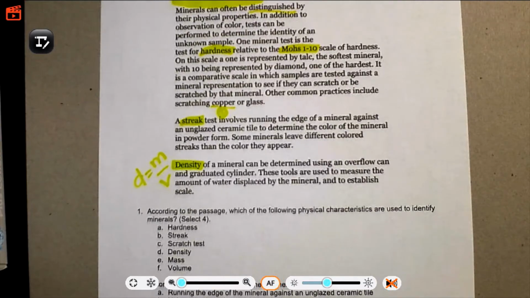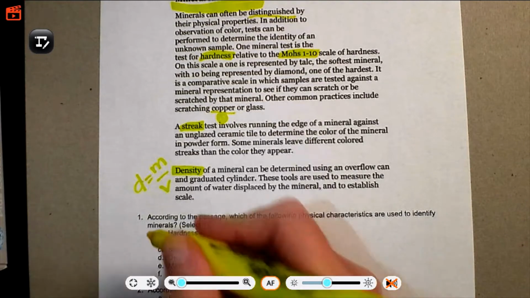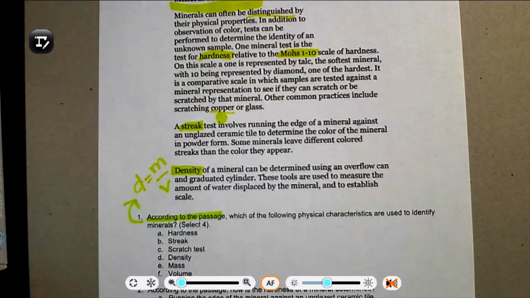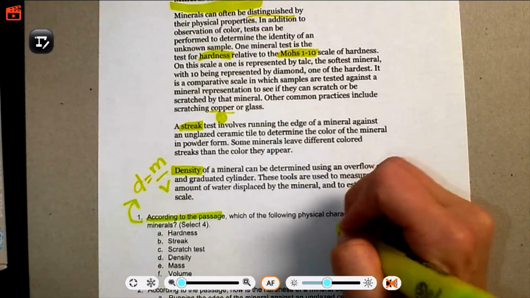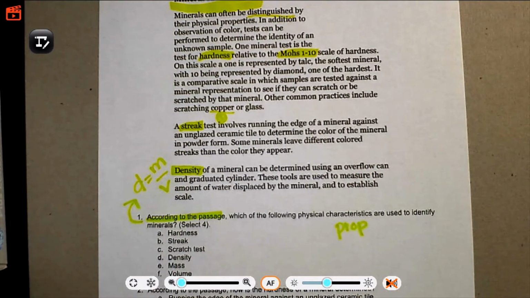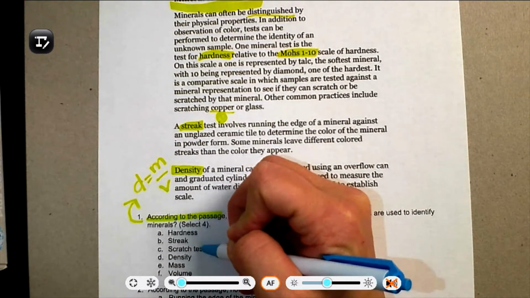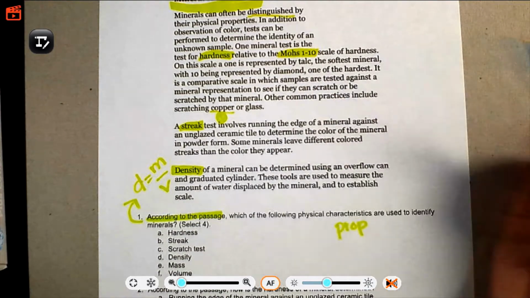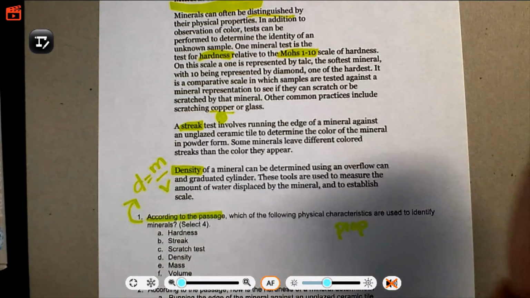So our first question for this passage is, according to the passage, remember that's according to up here, which of the following physical characteristics or properties are used to identify minerals? So remember, according to the passage, our choices are A, hardness, B, streak, C, scratch test, D, density, E, mass, F, volume. So what were they talking about in paragraph 1?